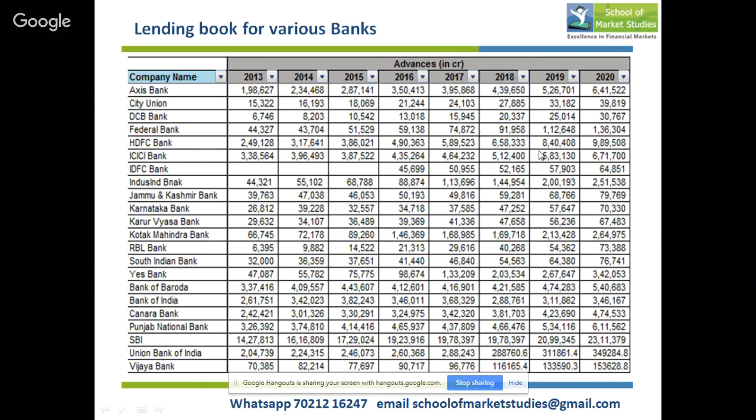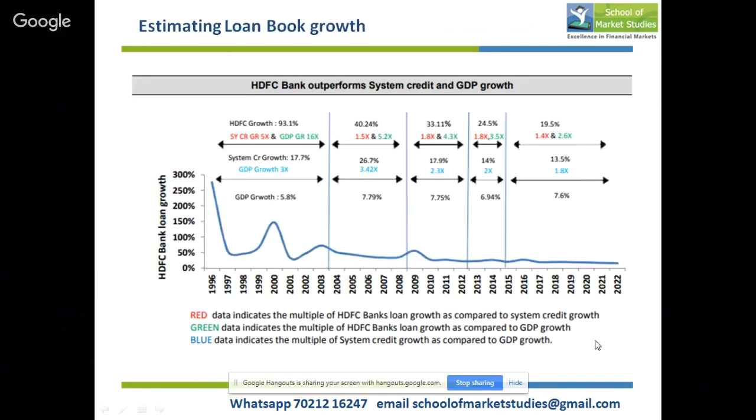HDFC Bank has a size of almost 6,58,000 crores today, and it is expected to hit close to 10 lakh crores in FY20. Just in 2 years, from 6.5, it's supposed to add 3 plus lakh crores and grow to 9.89. So there's a CAGR growth of about 24%. Okay, now compare this with SBI, 23 lakhs, Big Daddy, right?